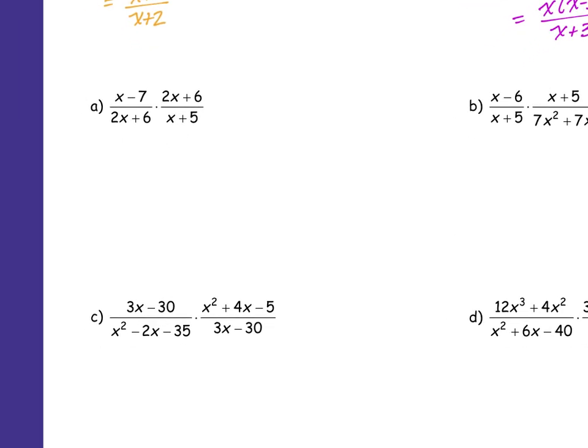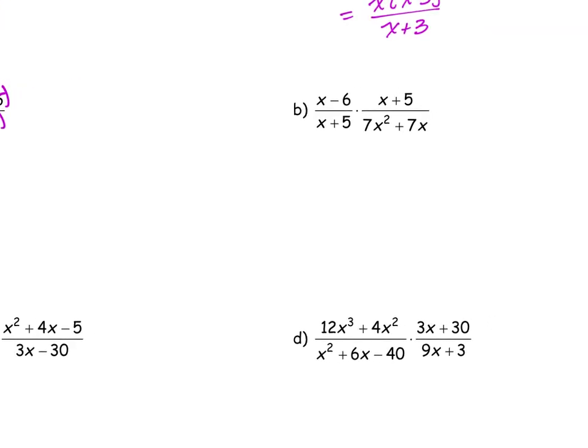Actually, on the first one, I really don't need to factor, because if you just look at it, you can see I can just put parentheses around these. I could factor the 2x plus 6, but I have a 2x plus 6 on the bottom and the top, so that makes a 1. So I can just cancel that out without factoring it. And so I get x minus 7 over x plus 5. Done.